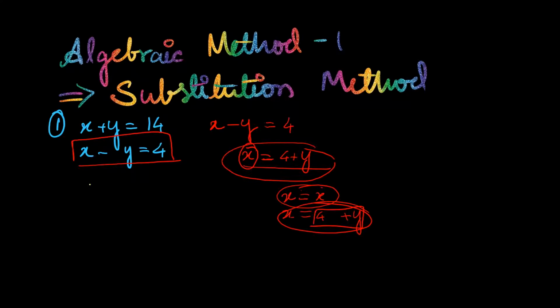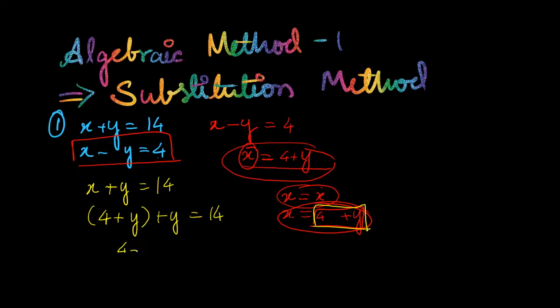Now I have x plus y as 14. If I substitute this 4 plus y in terms of x, I'm going to get 4 plus y, that's x, and I have plus y equals 14. So I'm going to get 4 plus 2y equals 14, right? Now I have a 4 here, so I'll take the 4 to the other side, which will give me 2y equals 10. Now if 2 divides 10, I'm going to get my y as 5.